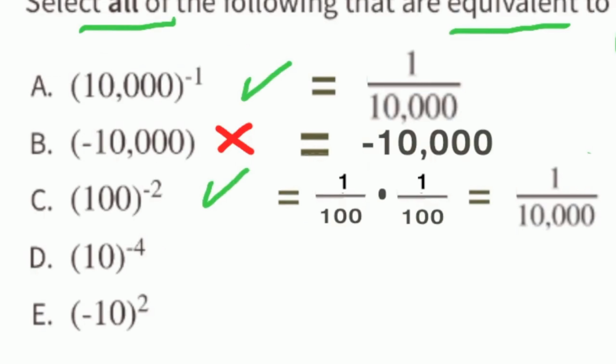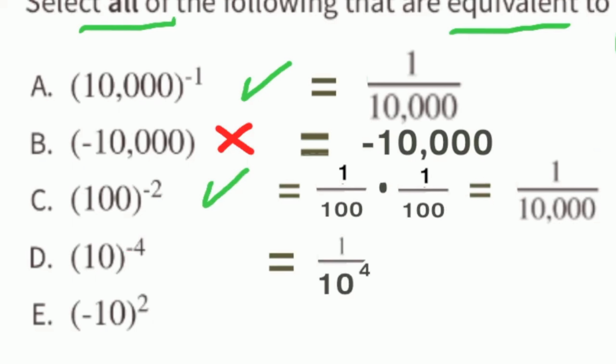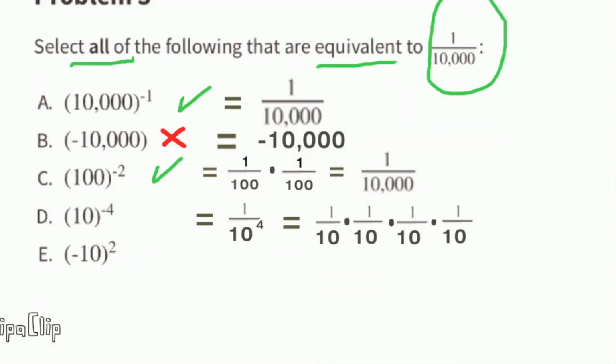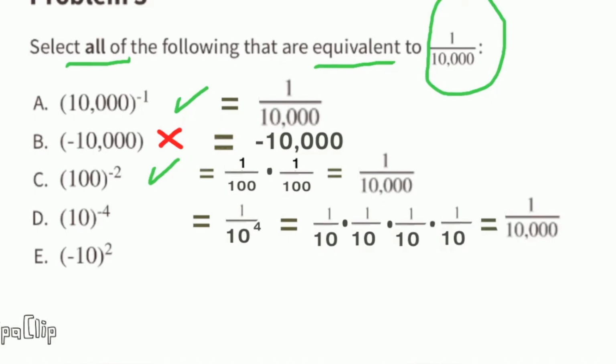D, inside the parentheses, we have 10, and the exponent on the outside of the parentheses is negative 4. 10 to the power of negative 4. We could make that a positive exponent by placing it on the bottom. Now it reads 1 over 10 to the power of positive 4. Since 10 to the power of positive 4 is 10,000, then I would select D, because 10 to the power of negative 4 is equivalent to 1 over 10,000.